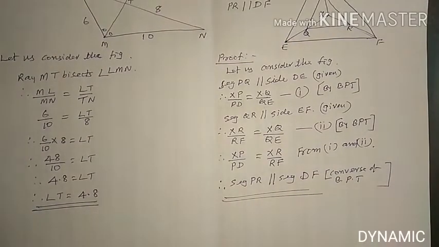Now that exercise gets over. Even questions completed. Now there are other odd questions like 3, 5, 7, 9 and 11. Please try. If you are not getting them, make a point of asking the question. We will solve that also.